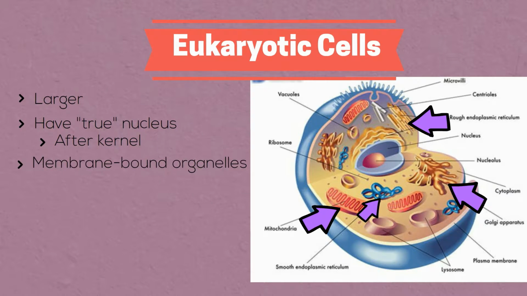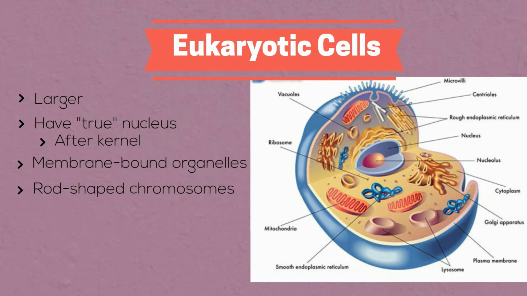These eukaryotic cells also do contain other membrane-bound organelles such as mitochondria, Golgi apparatus, ER, and sometimes chloroplast. In contrast to their counterpart, eukaryotic cells have linear, rod-shaped chromosomes instead of the circular one.